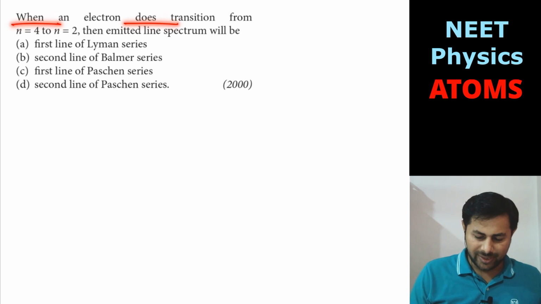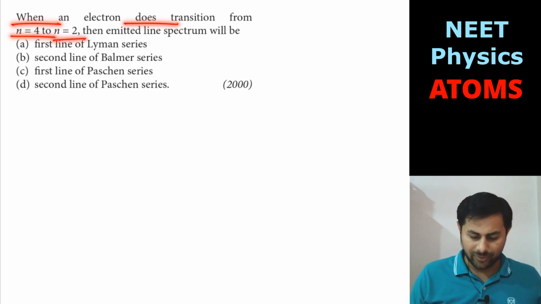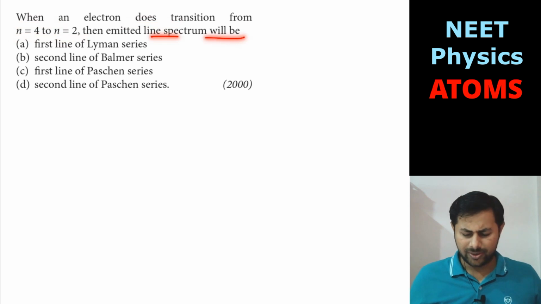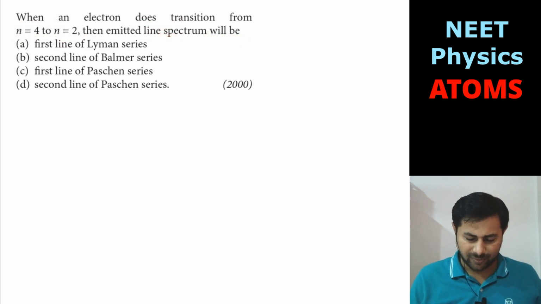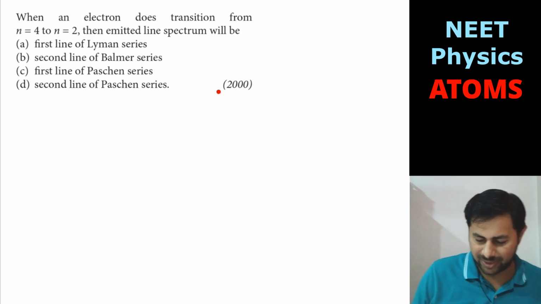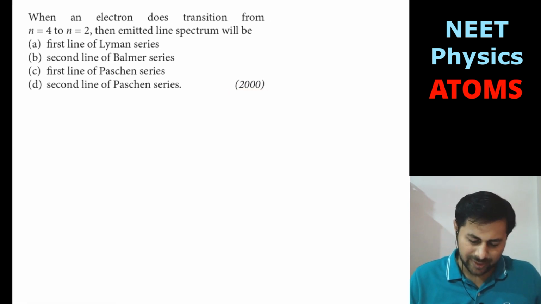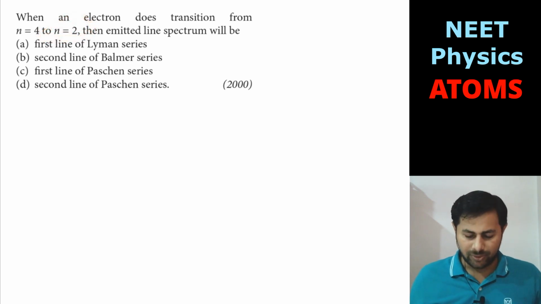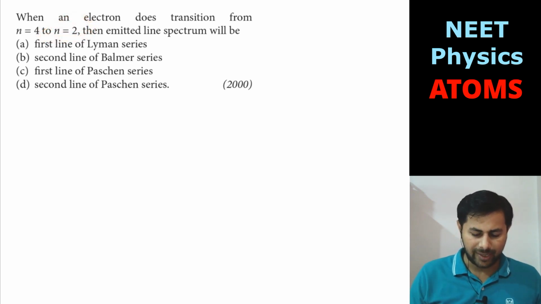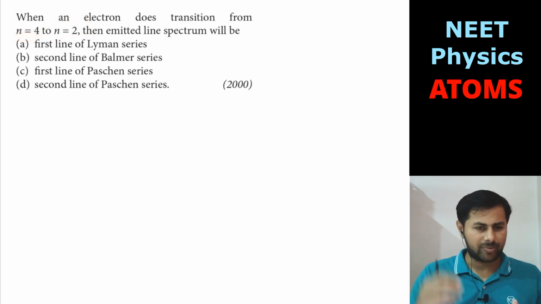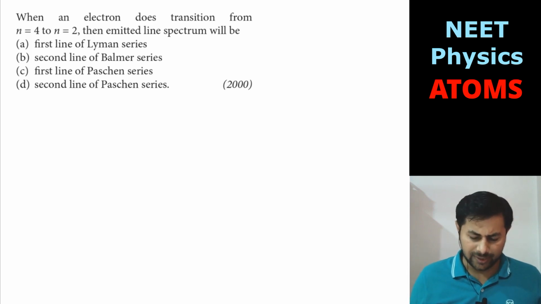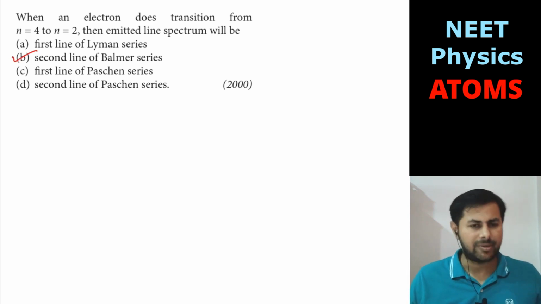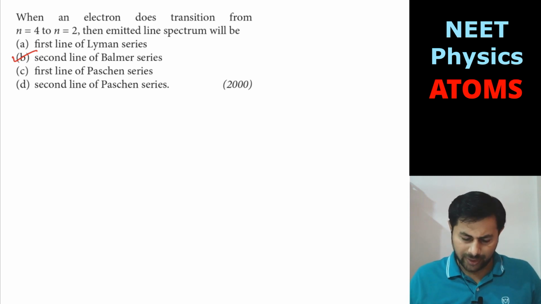When an electron does transition from n equal to 4 to n equal to 2, emitted line spectrum will be. This is a very simple question, but they have asked it at some point. Jumping to n equal to 2 means it is the Balmer series. If it jumps from third to second, that's the first line. If it jumps from fourth to second, it is the second line. So it is the second line of the Balmer series, right? That's very simple. Okay, let's see the next question.